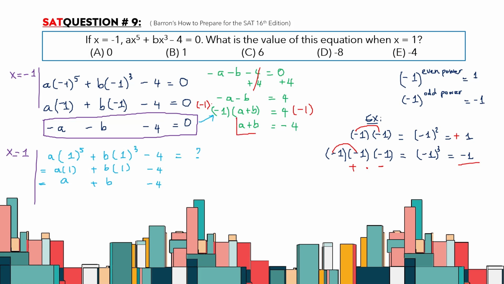Okay, now I have a plus b is negative 4. So I plug it in here. A plus b is negative 4, minus 4. So that will give me negative 8. So D should be the answer.